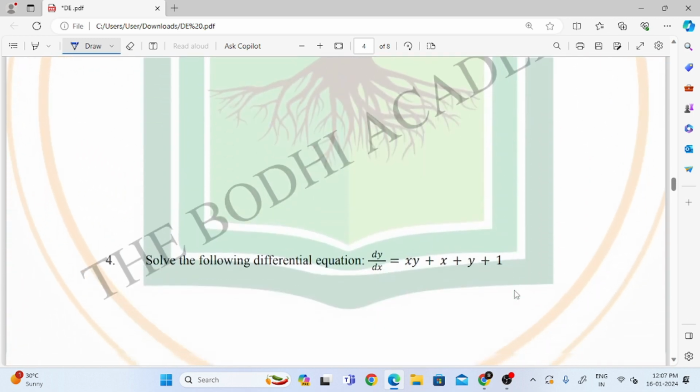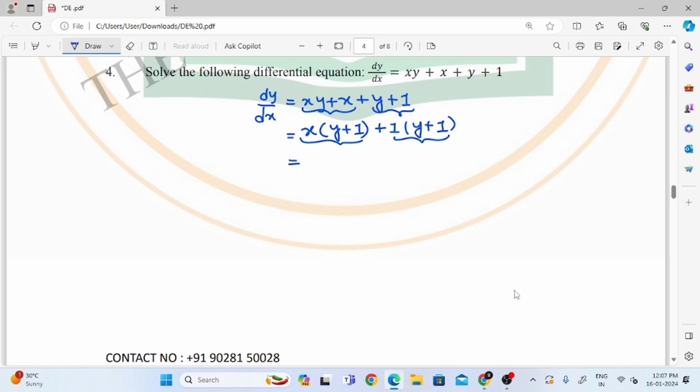Come to the next question. So again this is also variable separable. What is given? dy upon dx is equal to xy plus x plus y plus 1. Okay, so from the first two terms you can see that x we can take common. If we take x common, what will remain inside the bracket? y plus 1. In the second two terms, nothing is common, so we can take plus 1 common. So inside the bracket y plus 1 remains. Now in both the terms y plus 1 is common again, so we can take y plus 1 common. So in the second bracket we will get x plus 1.